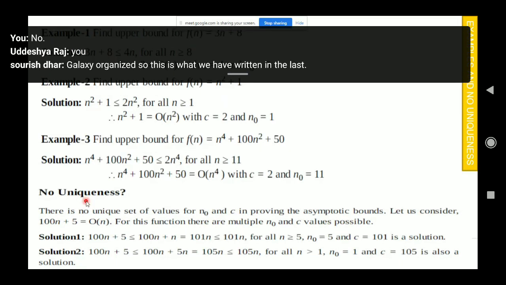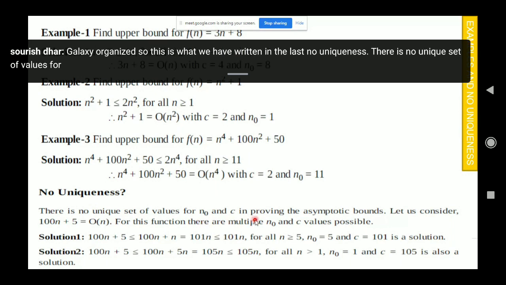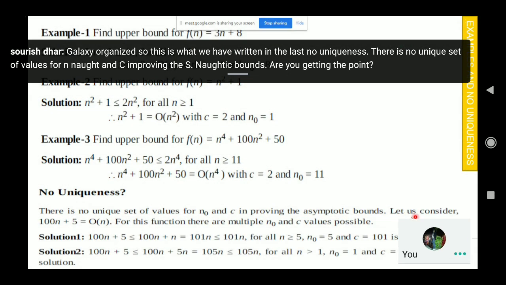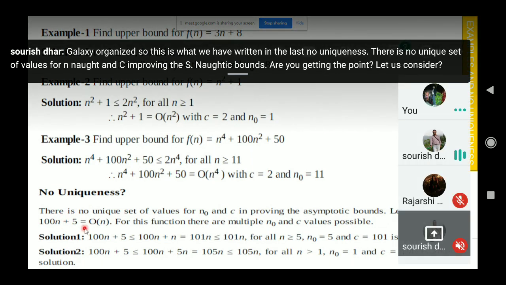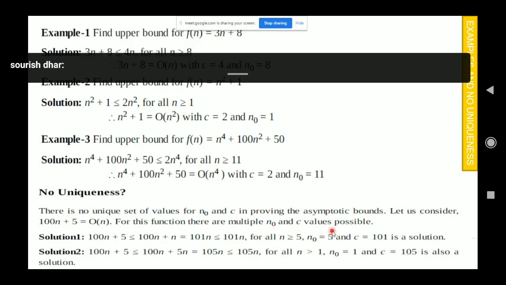So this is what we have written in the last. No uniqueness. There is no unique set of values for n naught and c in proving the asymptotic bounds. Are you getting the point? Let us consider 100n plus 5 equals big O of n. For this function, there can be multiple n naught and c values possible.